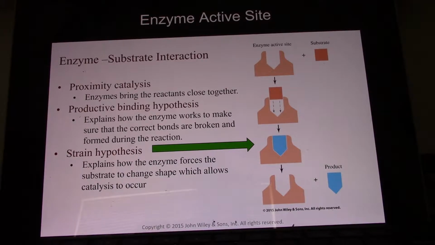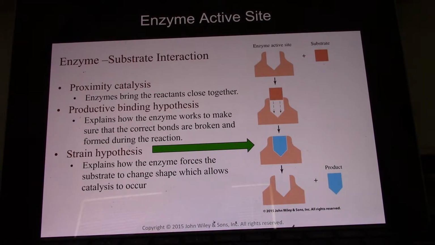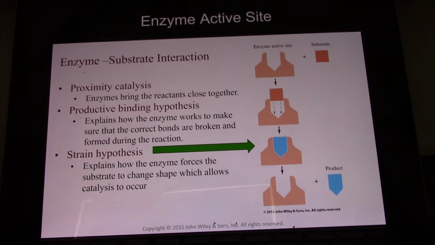Enzyme-substrate interaction. Here we have proximity catalysis. The enzymes bring the reactants close together. The productive binding hypothesis explains how the enzyme works to make sure that the correct bonds are broken and formed during the reaction. And the strain hypothesis explains how the enzyme forces the substrate to change shape, which allows catalysis to occur. So the molecule binds, then the enzyme itself changes shape, forcing the molecule to change shape, putting strain on its chemical bonds, which then allows the reaction to occur.